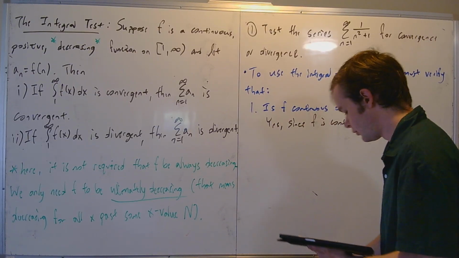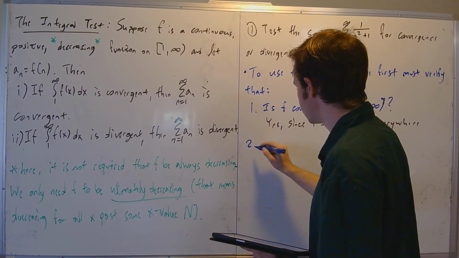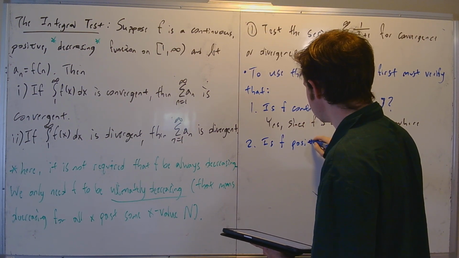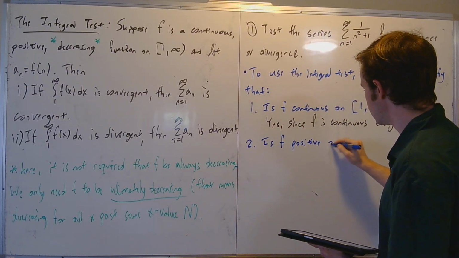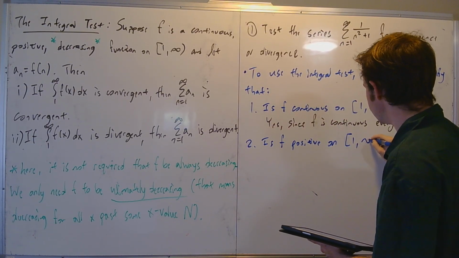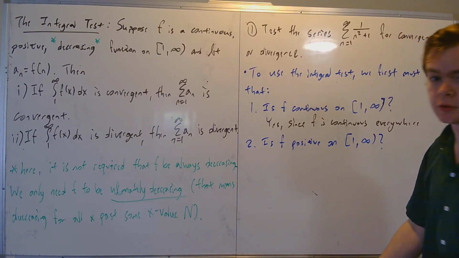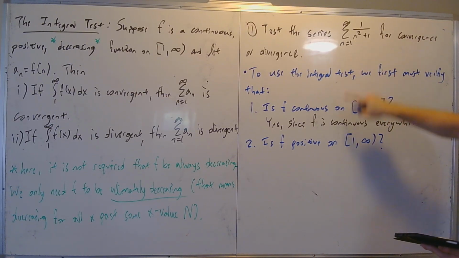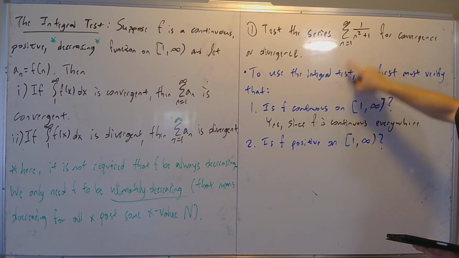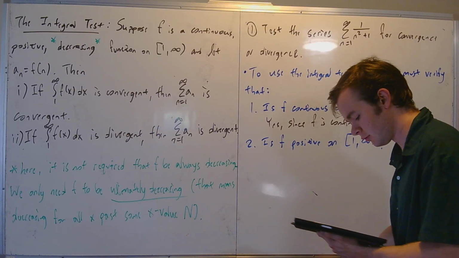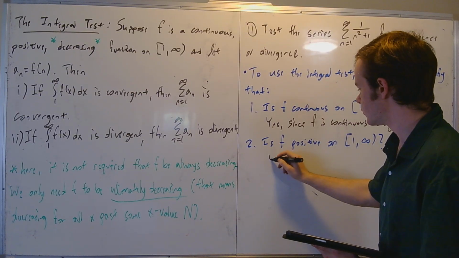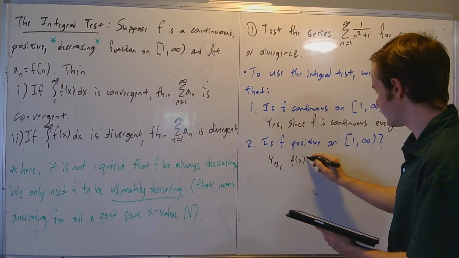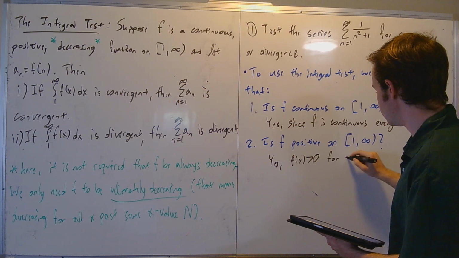Okay, so our second question here, question number 2, is f positive on the interval from 1 to infinity? Right, so you can pause here and think about each of these questions yourself, but if you plug in any value of n here between 1 and infinity, this is going to be a positive number. So your answer is yes. So f of x is greater than 0 for all values of x.